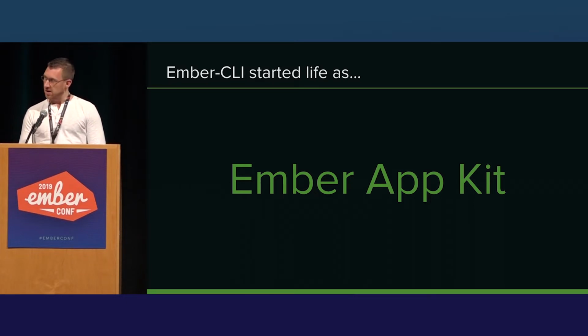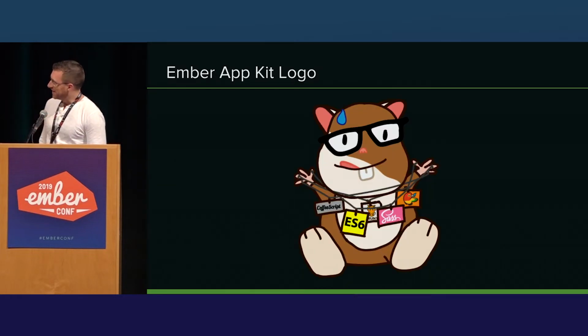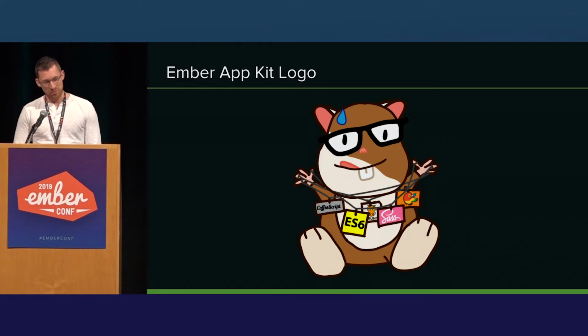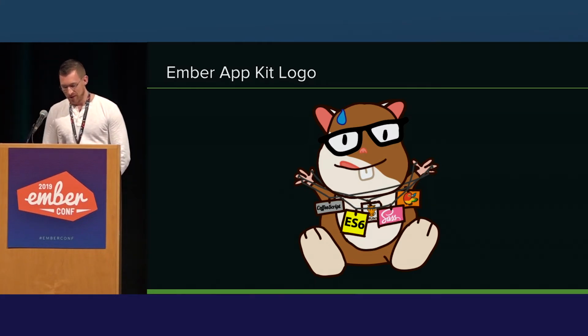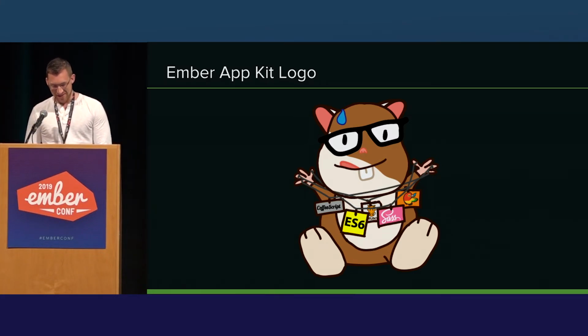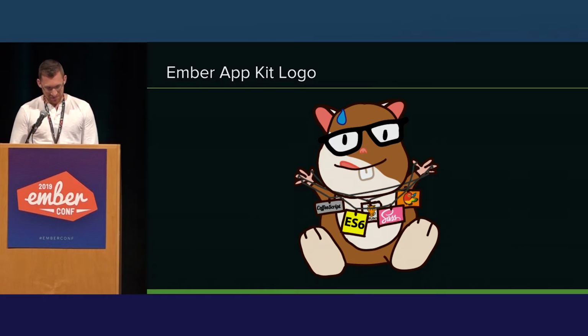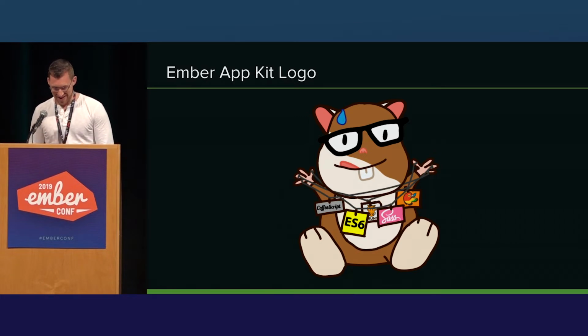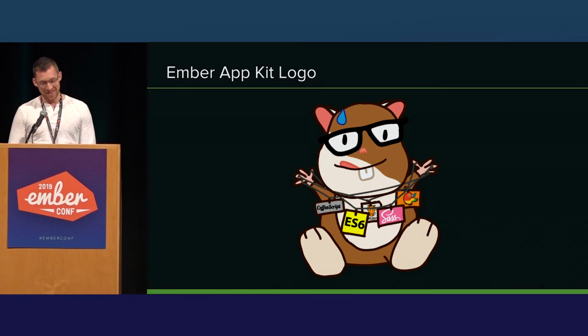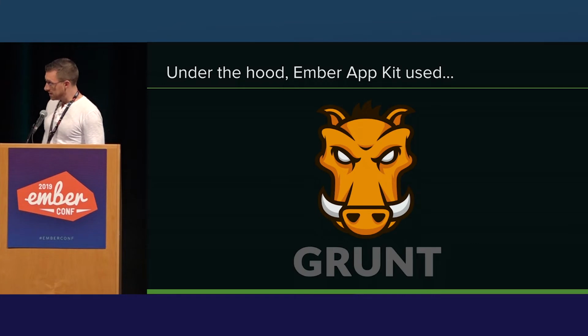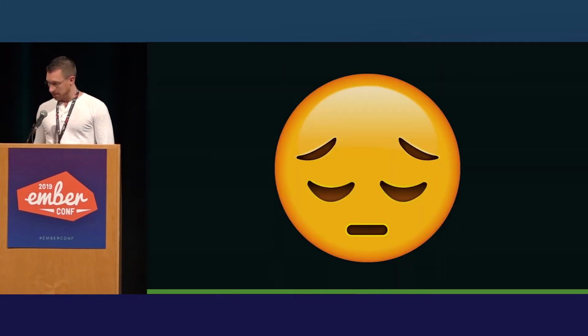So I went digging in the archives, and I found this little guy. This was Ember App Kit's proposed original logo. And as you can see, Ember App Kit wasn't perfect. It was a little rough around the edges, and Tomster was even sweating. This is an accidental nod to some of the issues around Ember App Kit. One of the main issues was the fact that Ember App Kit used Grunt. And Grunt made us sad.